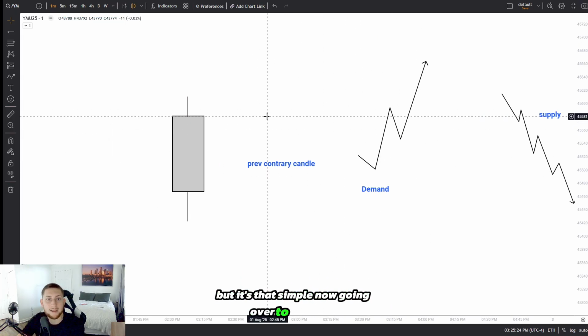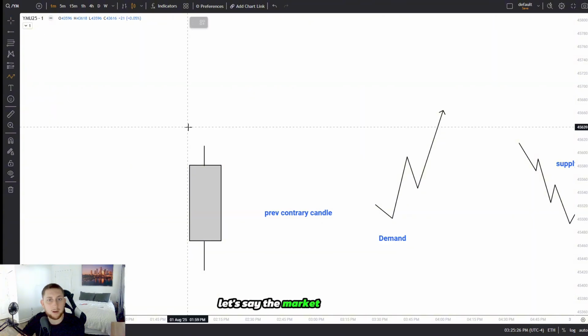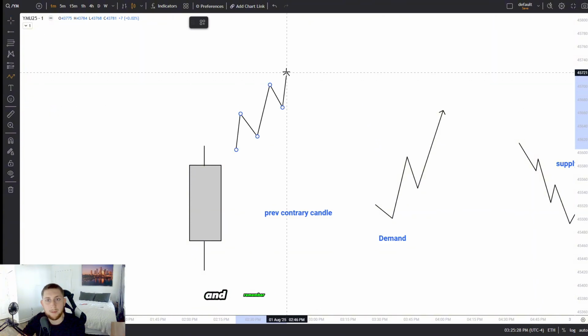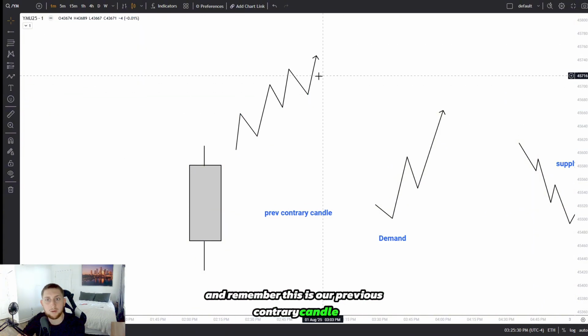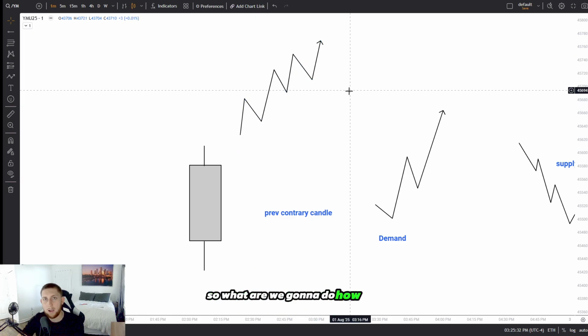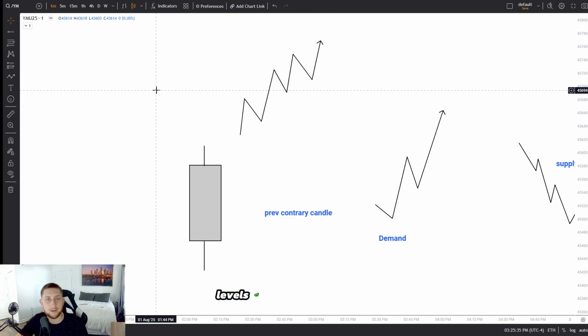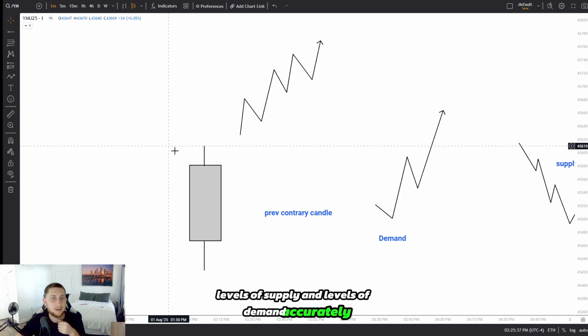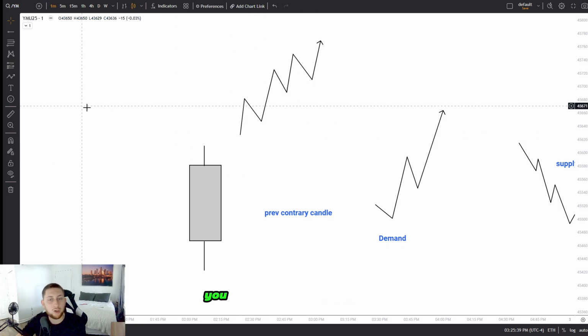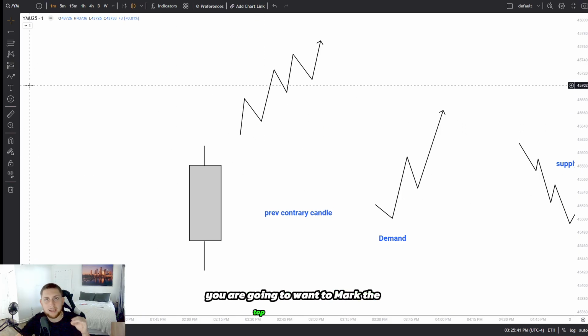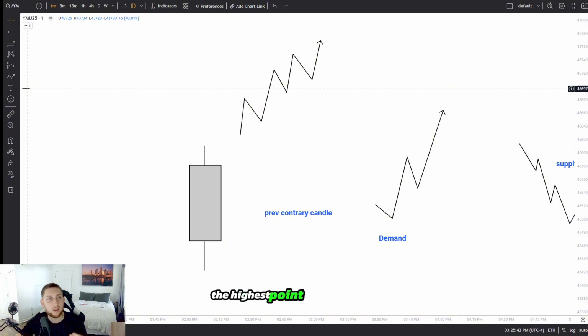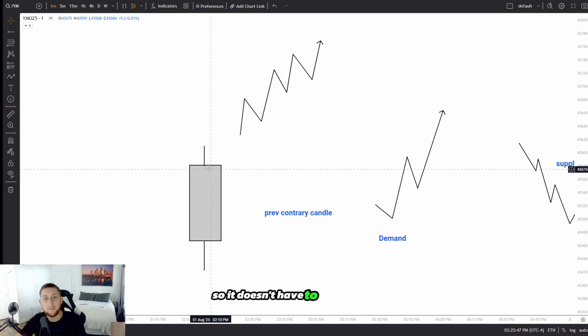Now going over to this, right? Let's say the market is bullish. And remember, this is our previous contrary candle. So what are we going to do? How are we going to mark out levels of supply and levels of demand accurately? So for levels of demand, you are going to want to mark the top of the candle, the highest point, whatever you want to say. That is what you're going to do. So it doesn't have to be just the body. You're marking the very highest point.